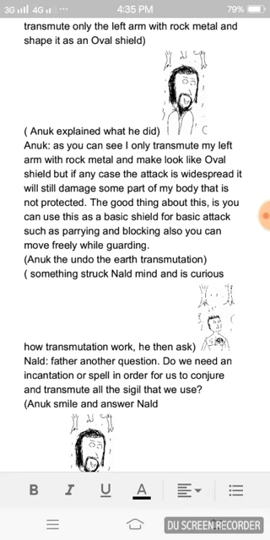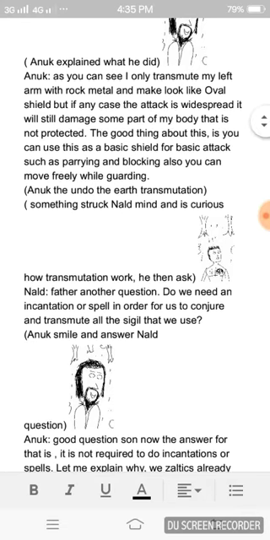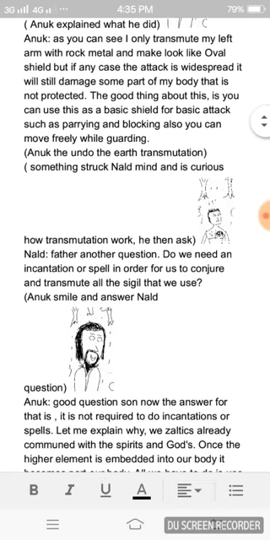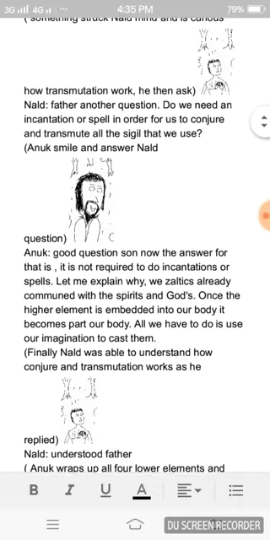Something struck Nald's mind and he was curious how transmutation worked. He then asked, "Father, another question. Do we need incantations or spells in order for us to conjure and transmute all the sigils that we use?" Anuc smiled and answered Nald's question. "Good question, son."